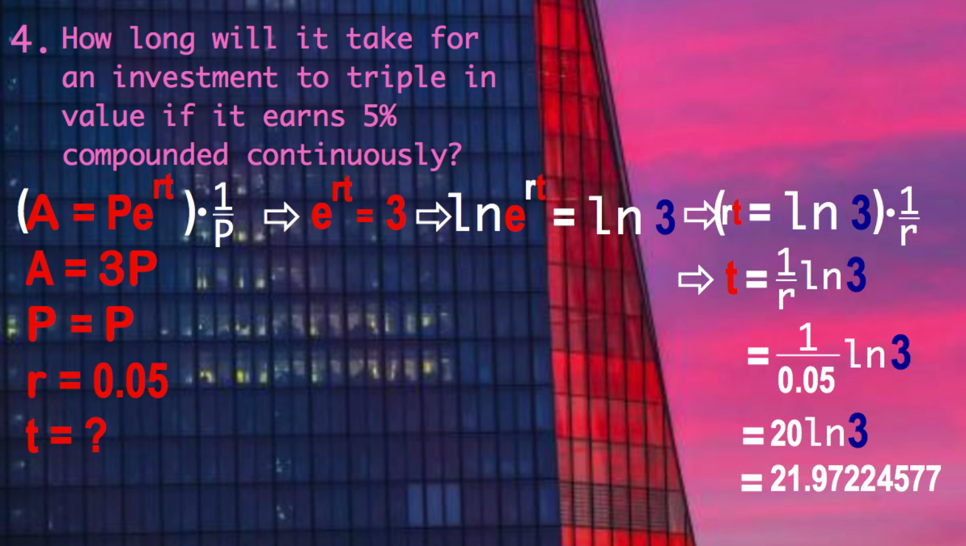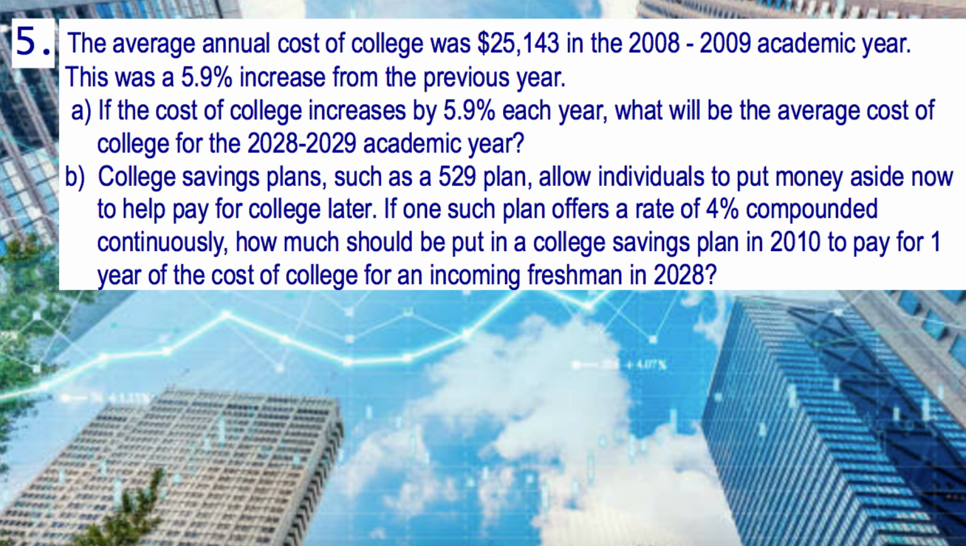Question 5. The average annual cost of college was $25,143 in the 2008 and 2009 academic year. This was a 5.9% increase from the previous year. Part A. If the cost of college increases by 5.9% each year, what will be the average cost of college for the 2028-2029 academic year?